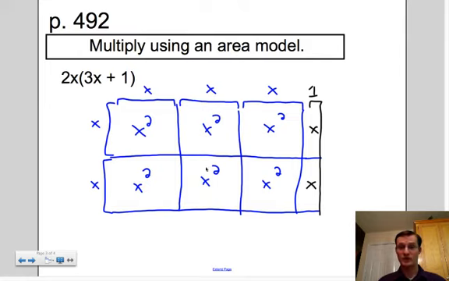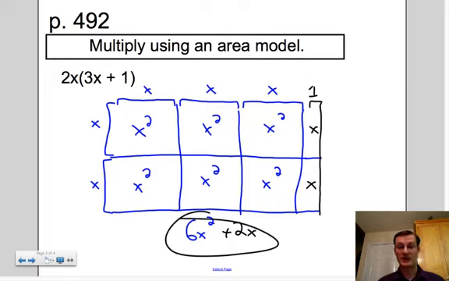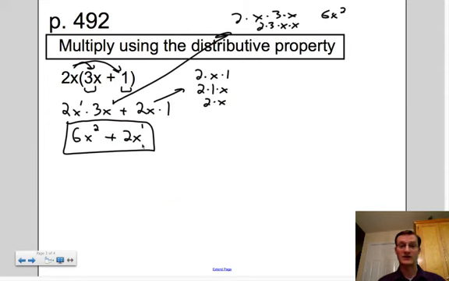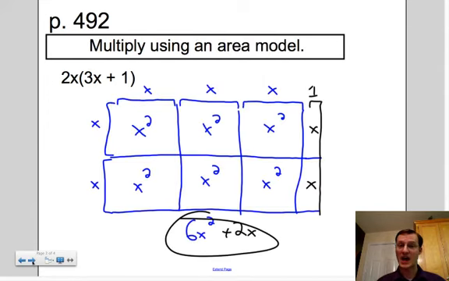So there's 1, 2, 3, 4, 5, 6 x squareds, and then 1, 2 x's. So 6x squared plus 2x. It's just a little bit different way to find the same thing. Now it's not going to be applicable all the time, but sometimes it can be handy, and this is sort of an algebra-style approach to the same problem.